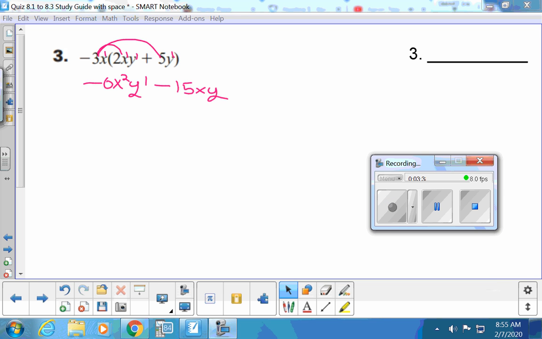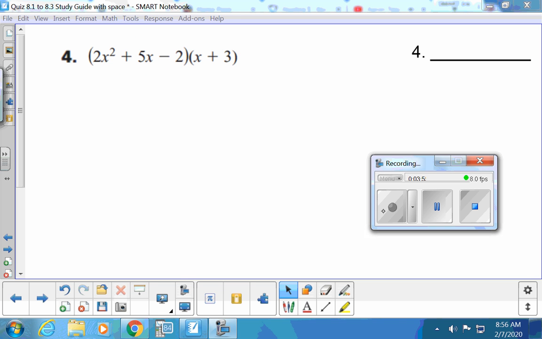Hey, I was really proud of my group that wrote on the smartboard because they have very nice, neat handwriting. You take your -3 times your 2 to get a -6. You take your x times x to get x squared, and then you're just going to have a y. And then you do your -3 times 5 to get -15, and then you'll have an x and you'll have a y. So that is correct. That is the correct answer.